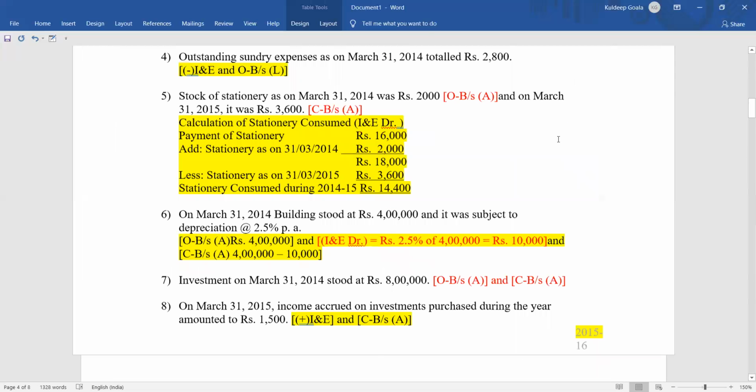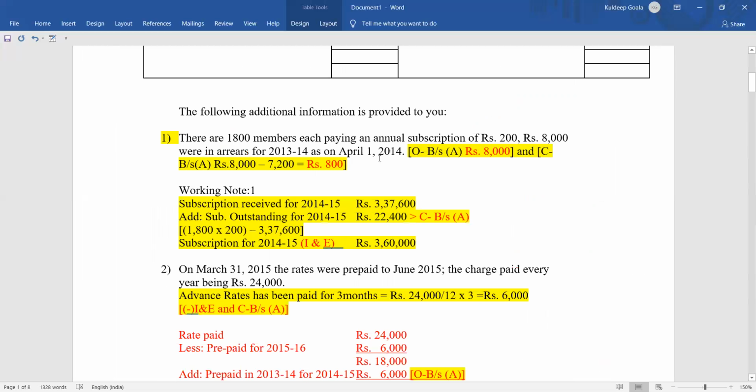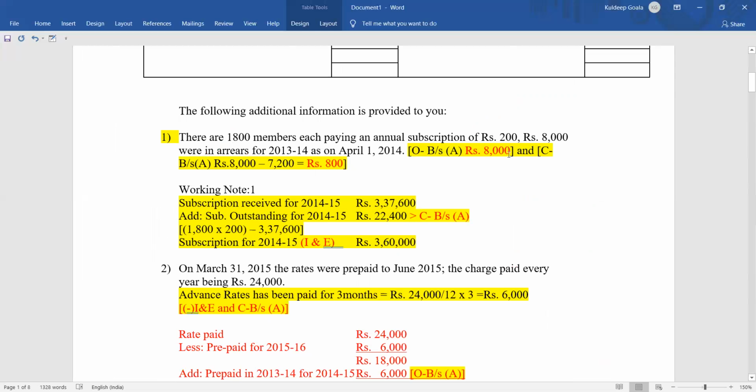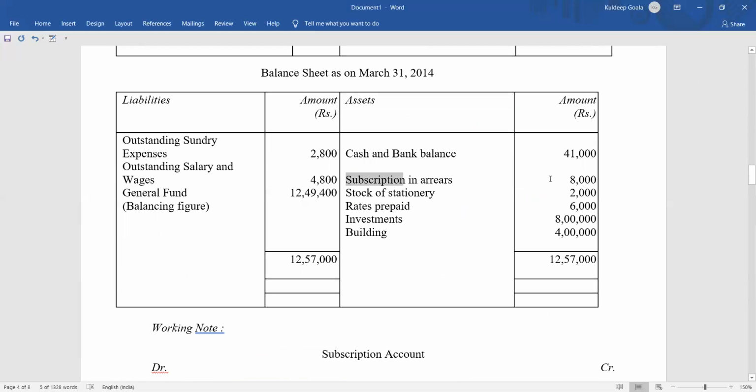Then let's see what else is there in the asset side. Opening balance sheet, just find out opening balance sheet asset side. No, there's nothing here. Let's see below, where is the opening balance sheet? Yeah, here, opening balance sheet asset side of 8,000. What is that? Outstanding subscription. We'll quickly go to the opening balance sheet and we'll write down outstanding subscription. That is subscription in arrear, 8,000 rupees.